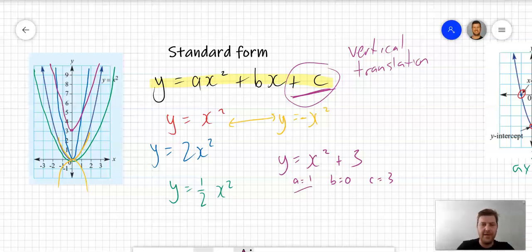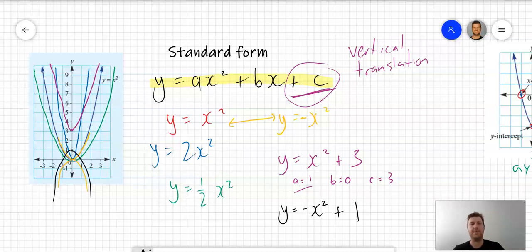If I had, for example, y equals minus x squared plus 1, we know it's going to be opening downwards, but the vertex is translated 1 unit up to positive 1. So A is responsible for making the parabola narrower or wider, or if it's negative, opening downwards. If it's positive, opening upwards. The value of C affects the vertical translation of the parabola.